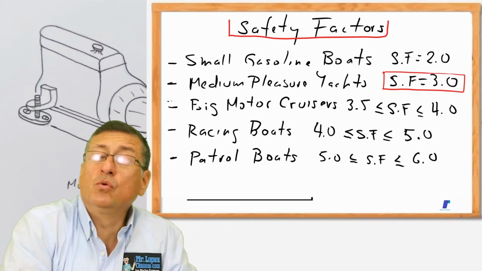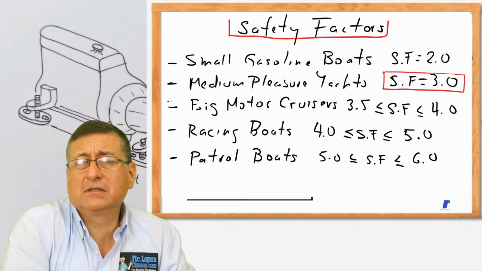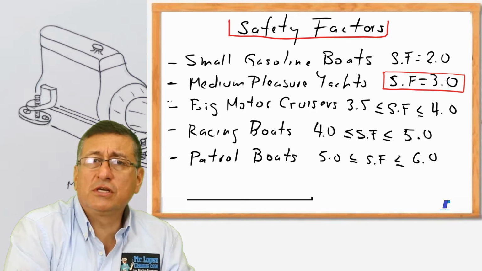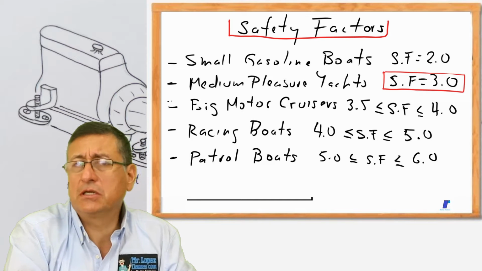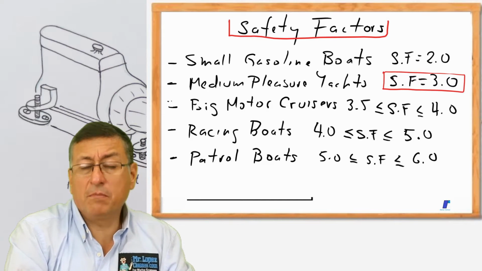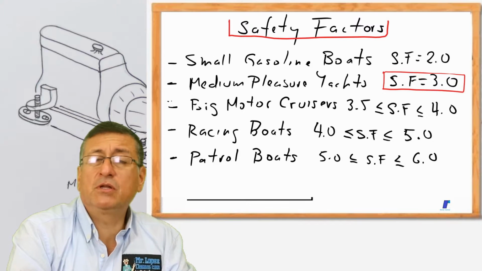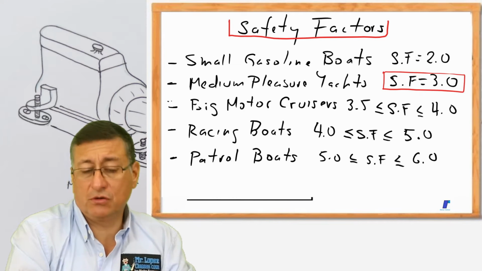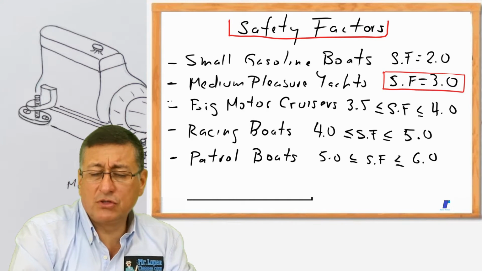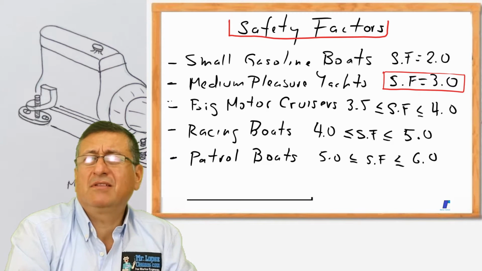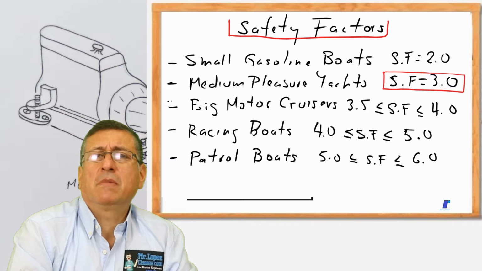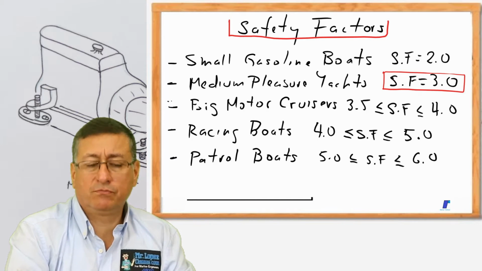We have 2.0 for small boats, small gasoline boats. 3.0 for the average yachts, small yachts. For big cruise yachts, we have in between 3.5 and 4.0. And for high performance boats, it is in between 4 and 5. But normally, the safety factor that I use in my calculation is 3.0.